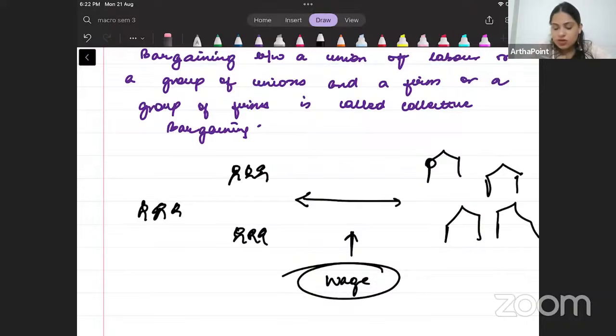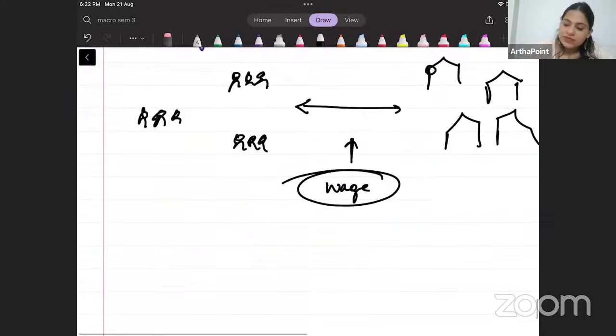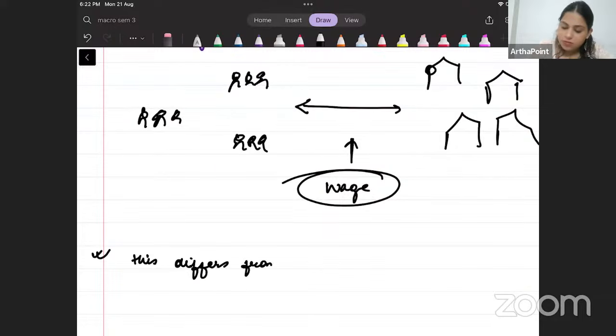Same तरीके से follow नहीं हो सकती है. So the book gives you multiple examples that, you know, in US, the collective bargaining takes place in one way. In Europe, the collective bargaining takes place another way. So we can go ahead and we can say that this differs from country to country.